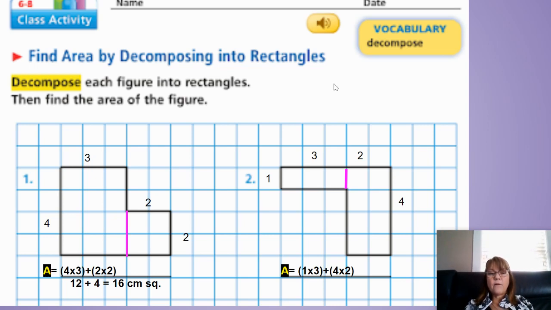And then I have a final answer of 1 times 3 is 3, plus 4 times 2 is 8, and 3 plus 8 is 11. And don't forget your label, centimeters squared. Many are forgetting that on their homework when they turn it in. So you catch up here, and then we'll move on to number 3.